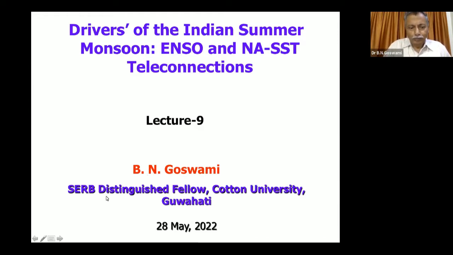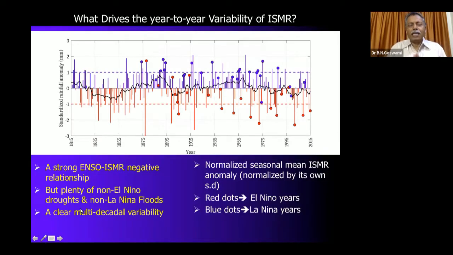Basically, as you know, the Indian monsoon has a lot of interannual variability, and we have discussed this over several lectures. And this is the ISMR, or Indian monsoon rainfall, normalized rainfall time series for almost 200 years, and you can see that there is a considerable amount of interannual variability. Of course, on top of that interannual variability, there is a certain amount of interdecadal variability.